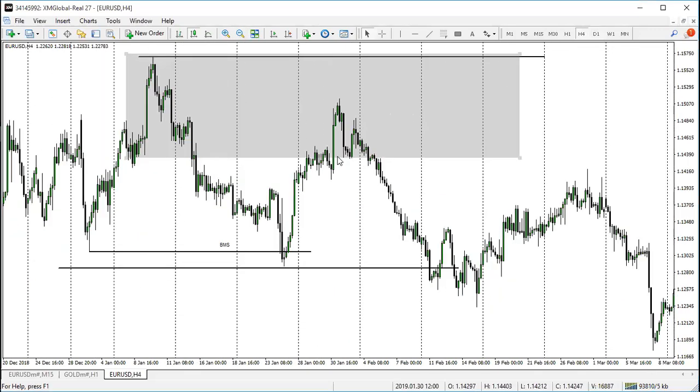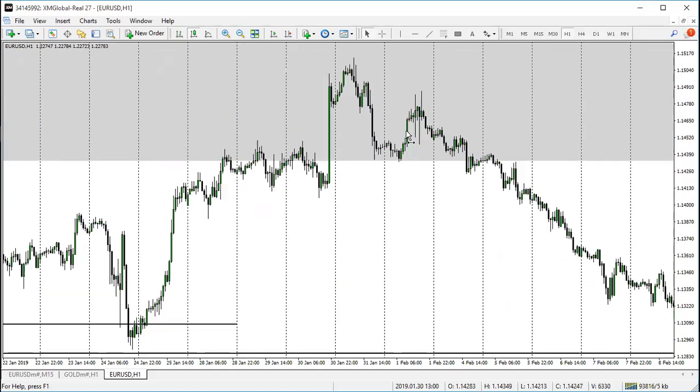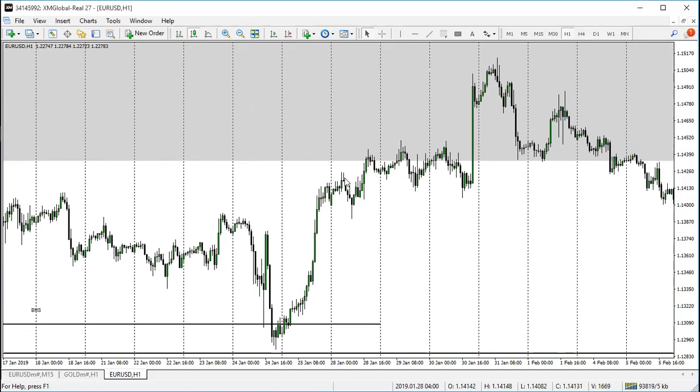So let's see, price goes to premium. Once here, we are in premium, right? 4 hour, 1 hour. Let's see. So as you can see, higher high, higher low, higher high. This is our new high. We mark with the trend line, and this is our low, right?